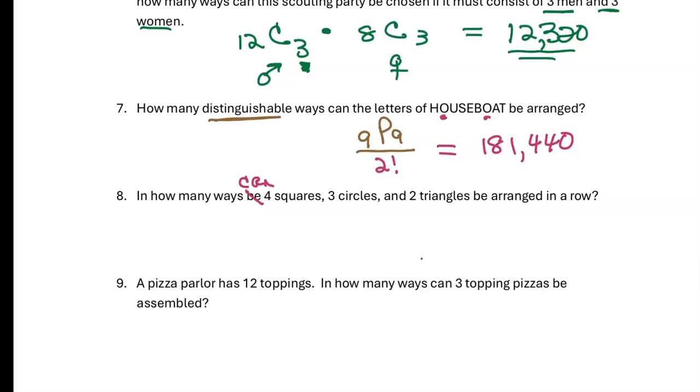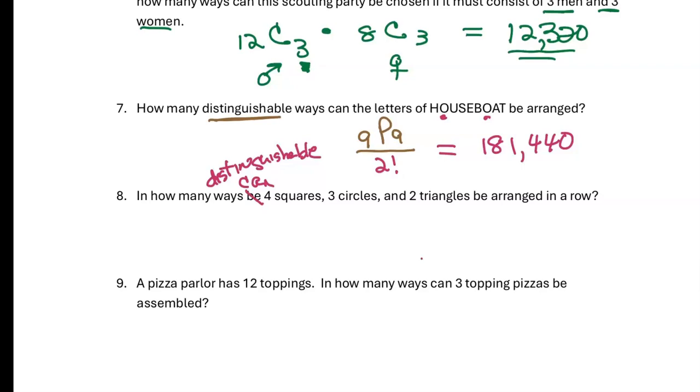So first off, I'm going to change this wording. And how many, I'm going to say distinguishable ways. Okay, so make that distinguishable. I may have changed this before you get it anyway. Ways can those things be arranged in a row?